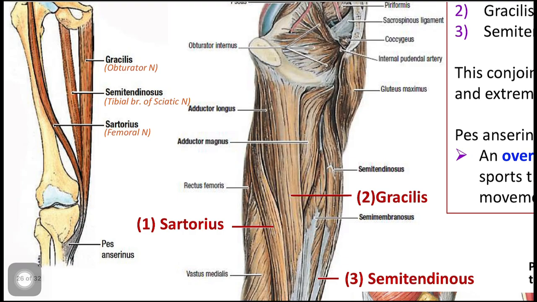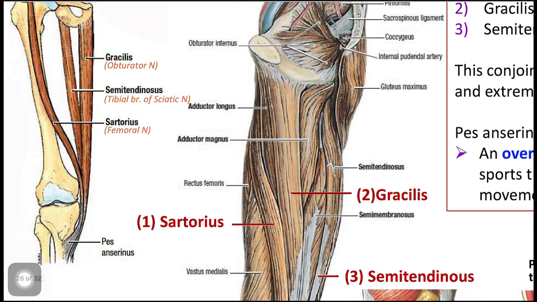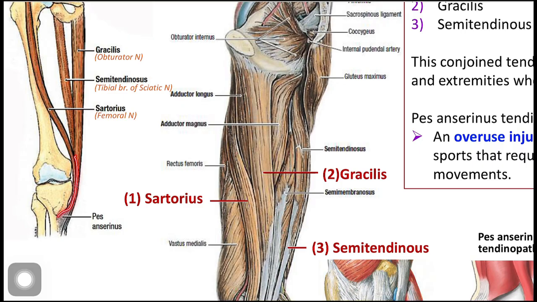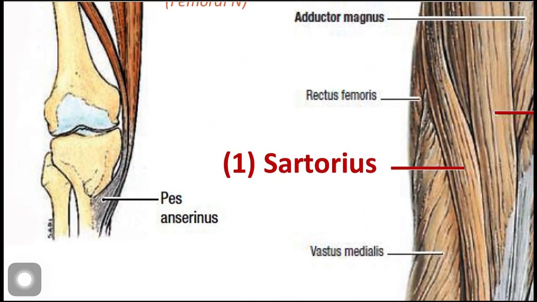So 3 together. You may have to recall the sartorius is supplied by the femoral nerve, the gracilis by the obturator nerve, and the semitendinosus by the tibial branch of the sciatic nerve. So these 3 altogether merge and form a conjoint tendon, and then insert to the medial aspect of the tibia. The location is around underneath the tibial tuberosity.